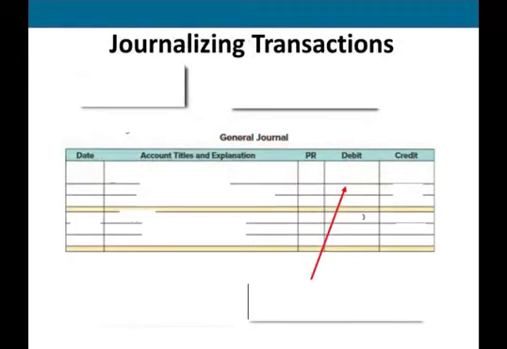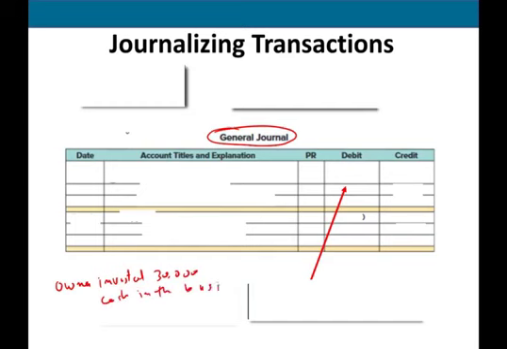Now the first thing we're going to learn is how to journalize. This is a general journal that's empty. Let's assume you are given a transaction where the owner invested $30,000 cash in the business. What did you learn in chapter 1? You learned that cash will go up by 30,000 and common stock will go up by 30,000.